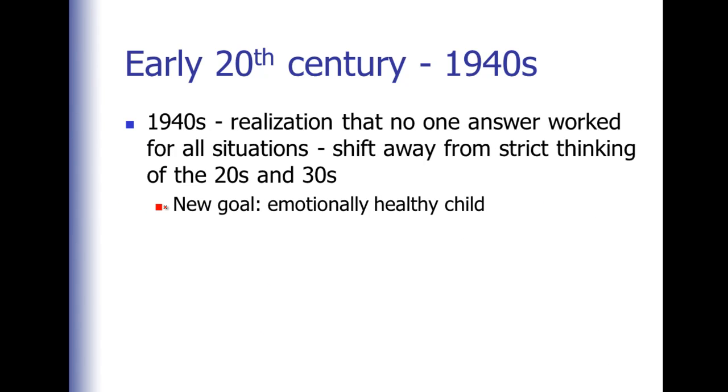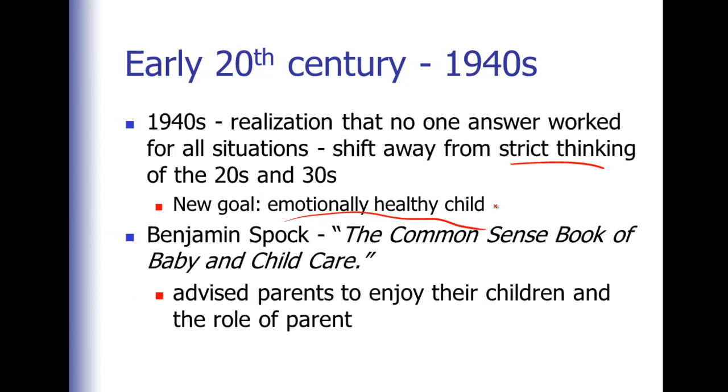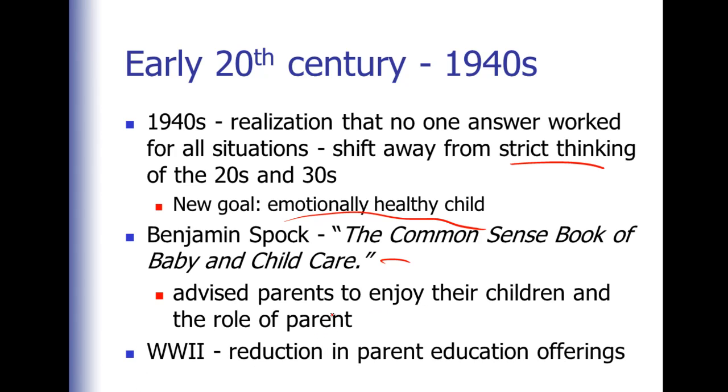And then the 40s, the realization that no one answer works for all situations, so it's a shift away from that strict thinking. A new goal, the emotionally healthy child, so we start worrying about emotional development. Spock was the first one, the Common Sense Book of Baby and Child Care, which advised parents to enjoy their children and the role of parent. Reduction in parent education offerings because of how much money it took. Unlike the 30s and 40s, now this was real work that people had to do. A lot of the women went to work because so many men were involved in the war, and so the women had to go to the plants and stuff. And so that's why we had a reduction in this.